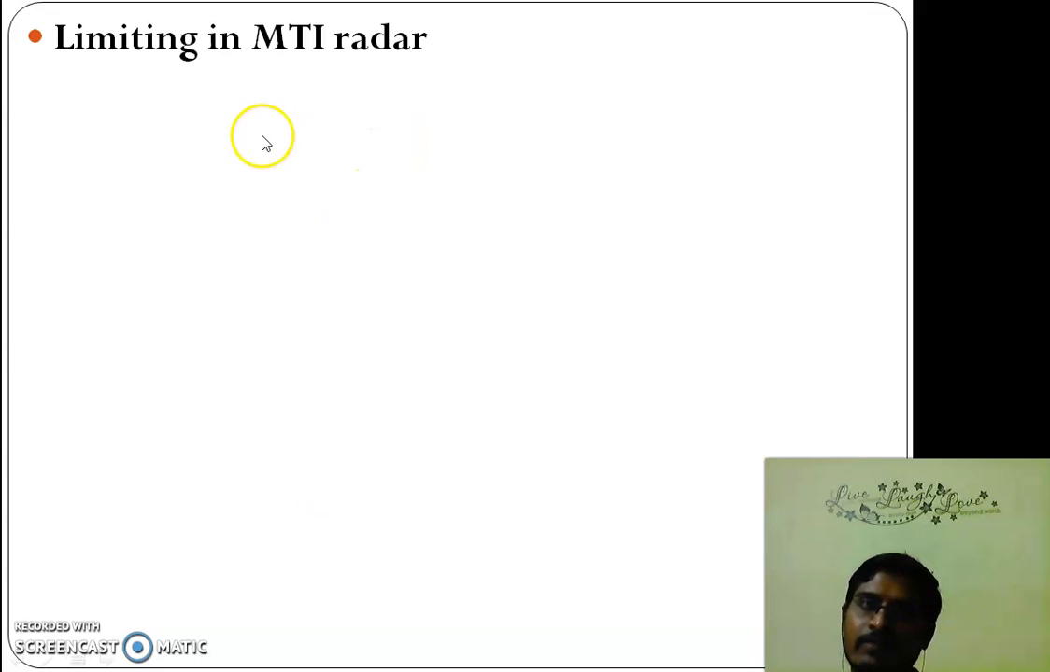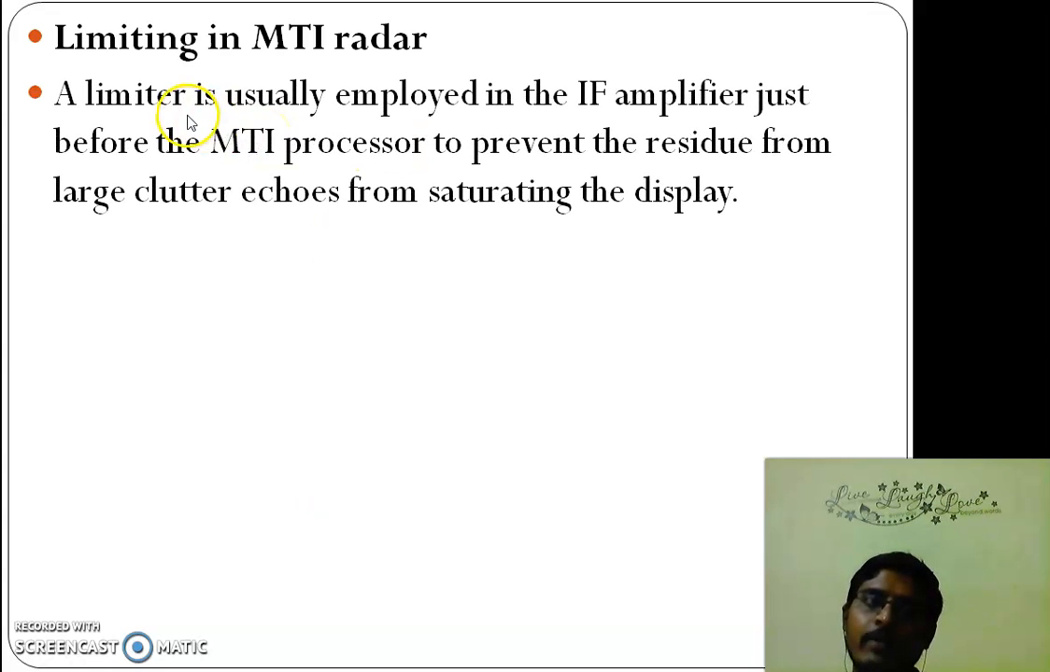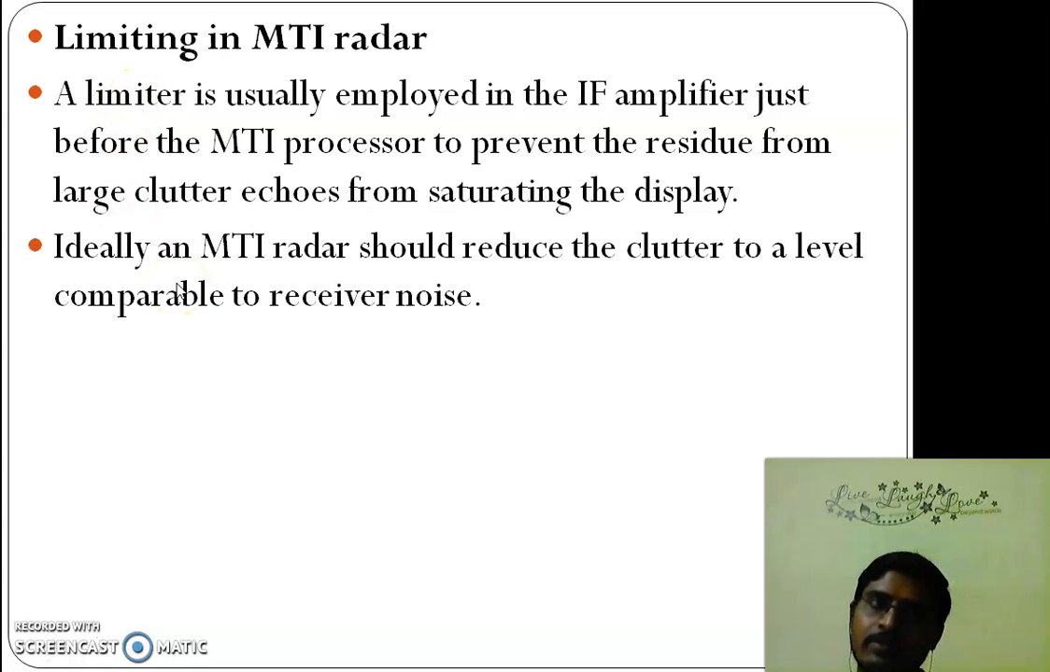Limiting in MTA radar. A limiter is usually employed in the IF amplifier just before the MTA processor to prevent the residue from large clutter echoes from saturating the display. If the amplitude of the clutter echo signal increases, that will saturate the display. To avoid the saturation of the display, we are using the limiter. That limiter also limits the performance of MTA radar.